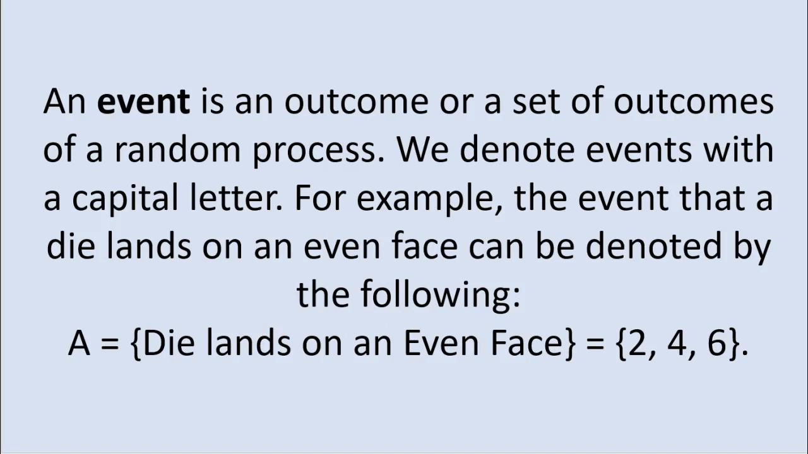An event is an outcome or set of outcomes of a random process. We denote events with a capital letter, with the exception of the capital letter S, since it is reserved for sample space. For example, the event that a die lands on an even face can be denoted by the following. So here we've used the capital letter A to denote the event, and again we're going to use curly brackets, and inside the curly brackets to say what outcomes denote that event. So we could say the die lands on an even face, which would be the outcomes 2, 4, and 6.